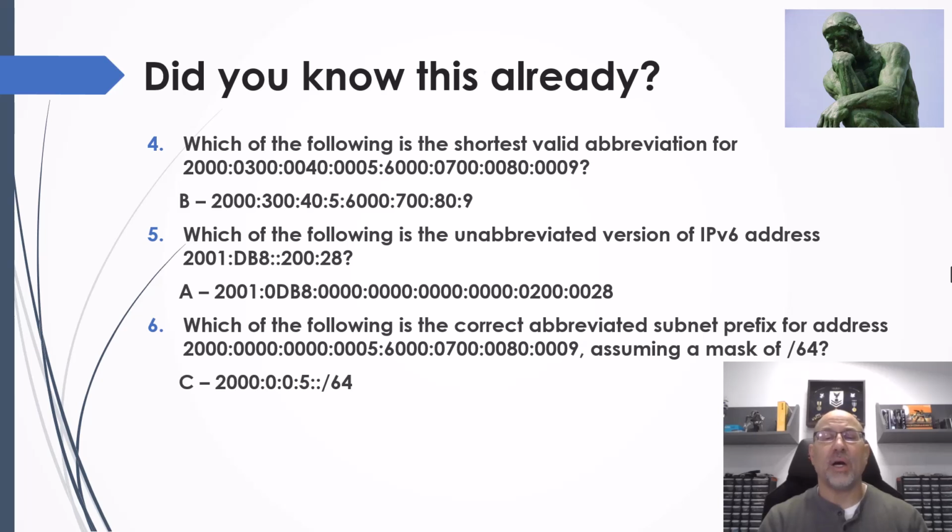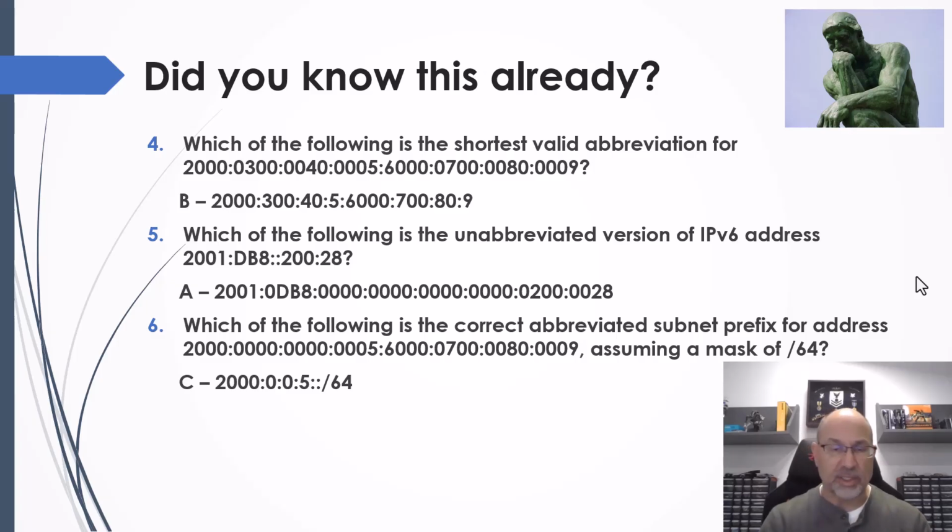Which of the following is an unabbreviated version of an IPv6 address? So you got to take this address and figure out how to expand it now. We see the double colon. So if we filled in all of these with the leading zeros that we know had been suppressed, so there's a 0 here, and then 2 zeros there, and then we just fill in the rest with all zeros where the double colon is, that's our answer. Choice A.